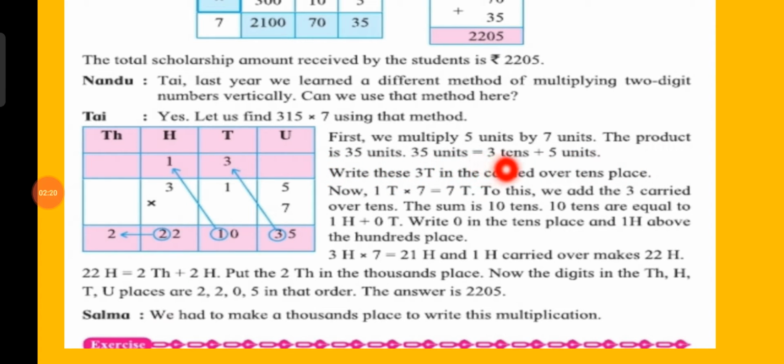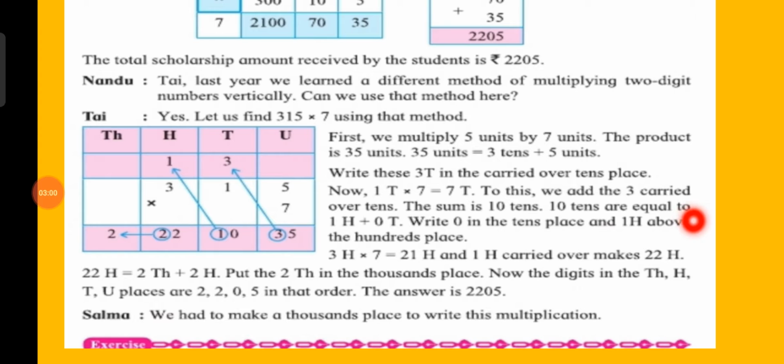35 units is equal to 3 tens plus 5 units. Write this 3 tens in the carried over tens place. 5 sevens are 35, so now 3 we carry over in tens. Now 1 ten multiplied by 7 is equal to 7 tens. To this we add the 3 carried over tens. The sum is 10 tens.